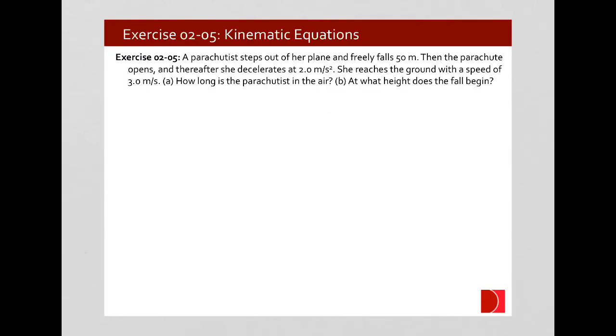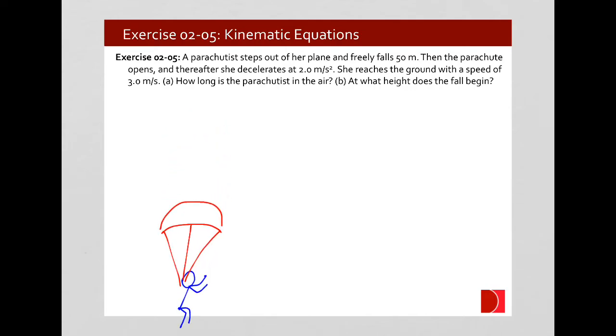Here's another example of using the constant acceleration equations. Here we have a parachutist who is flying in a plane, and she steps out of the plane, and she is falling towards the ground. And so we can imagine she's falling, accelerating downward because of gravity, and at a certain point she lets go of her parachute, and so then she'll continue going downwards with her parachute, but much more slowly than she was at the beginning.